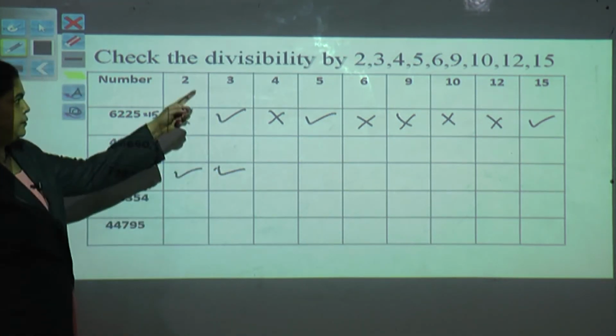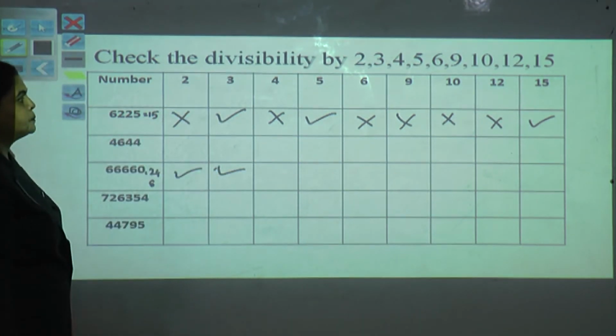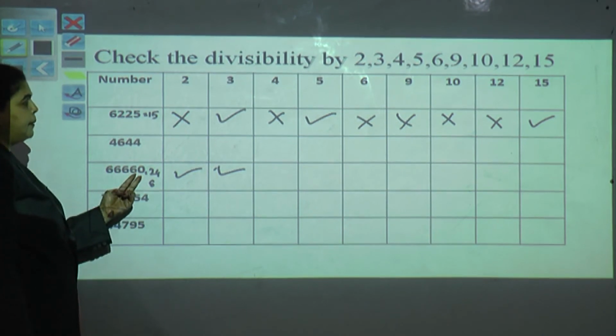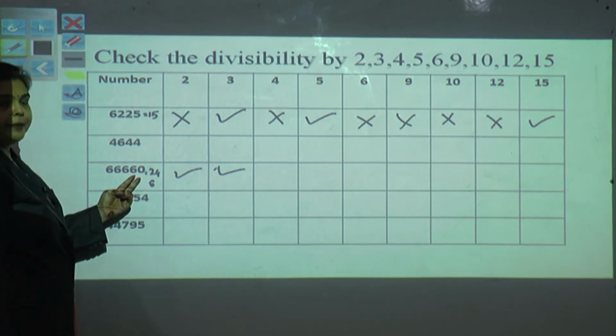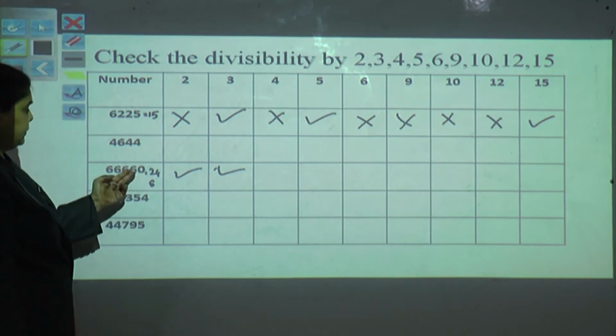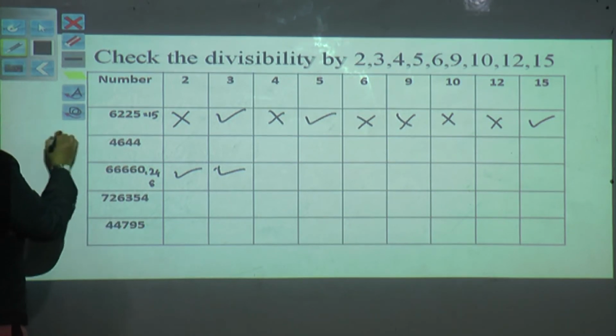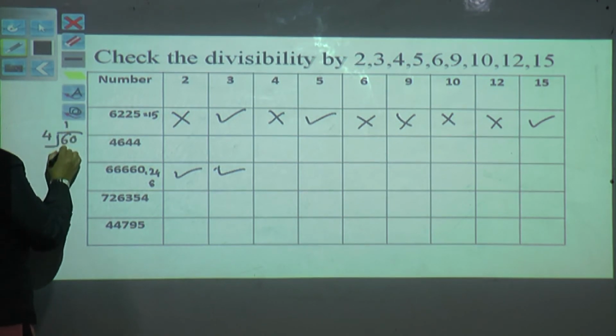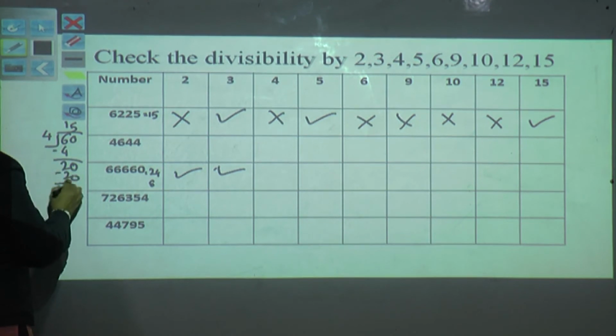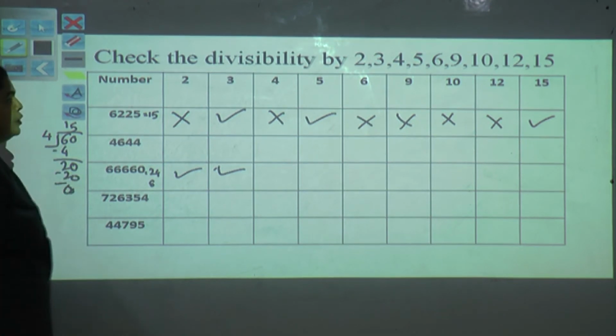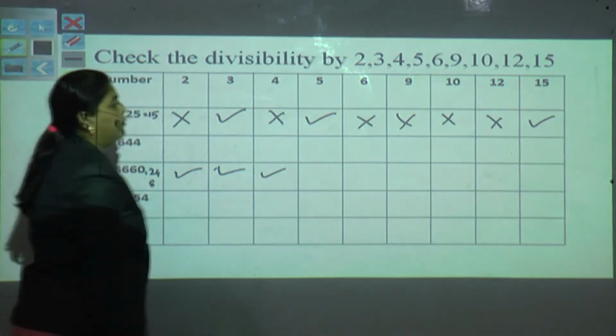What is 4? Practically it should be divided by 4. Yes, it can be divisible. If you are having some doubt, you can do the division. Practically here it is 60 divided by 4. 4 ones are 4. 6 minus 4 is 2. Get 0 down. 5 fours are 20. You are getting 0 here. So it is practically divisible by 4 also.